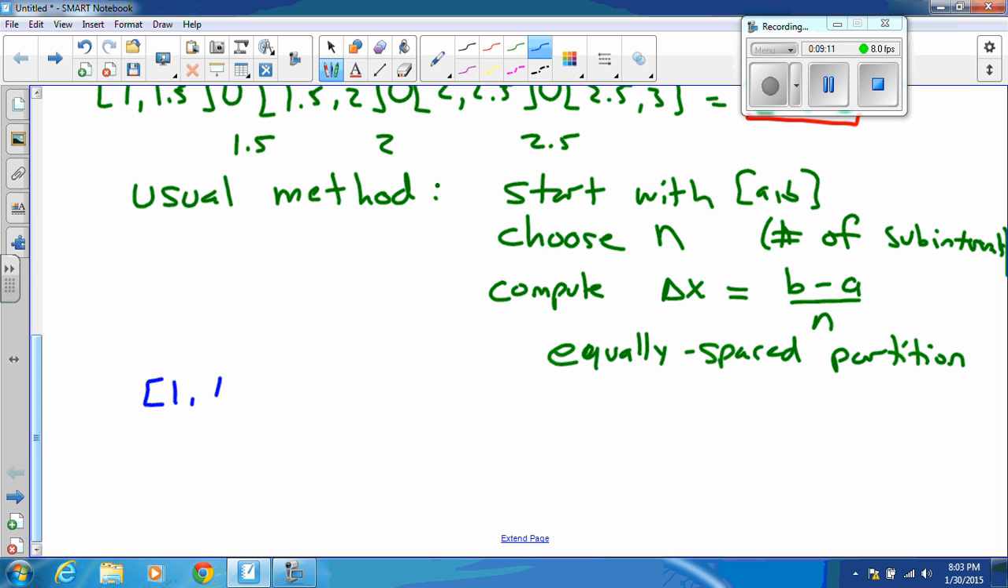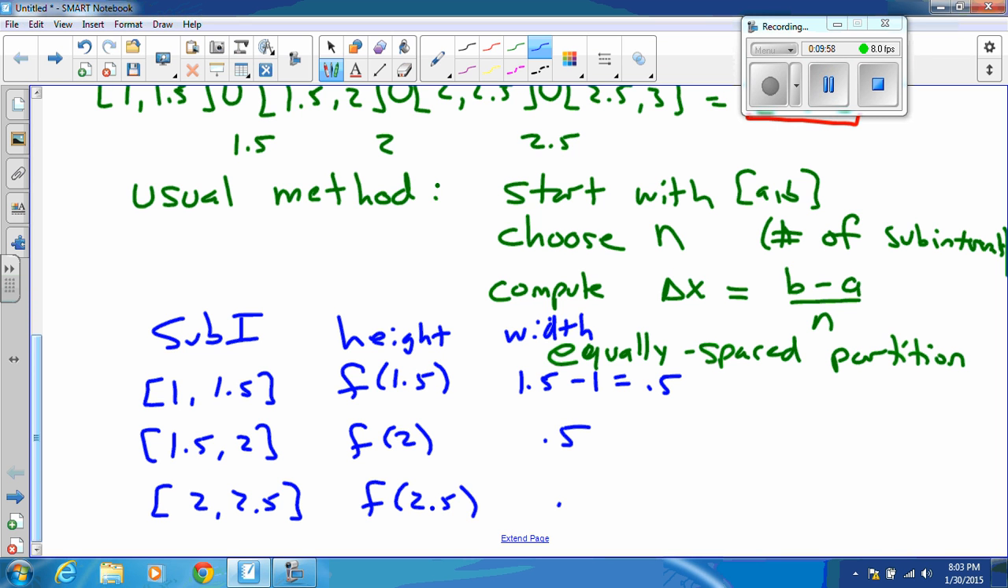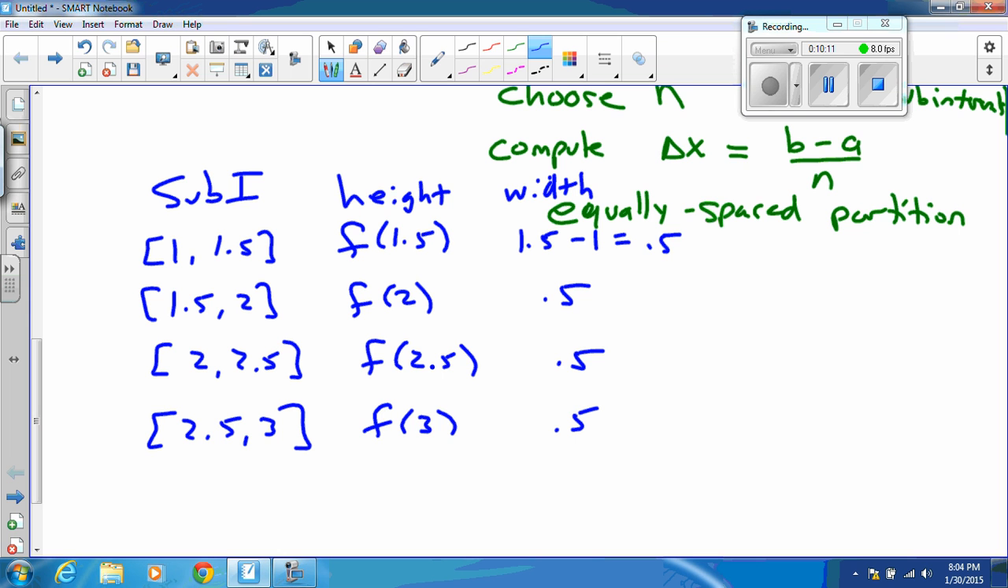If I now add up the rectangles, I'm going to do each one individually. So for my first subinterval from 1 to 1.5, the height, subinterval, and width. So the height here was f of 1.5. The width was the width of the subinterval, which is 1.5 minus 1. Because I did equally spaced subintervals, all of my widths are going to be 0.5 here. For the next one, my height is f of 2. My width is 0.5 again. For the next one, my height is f of 2.5. My width is 0.5. For the last one, my height is f of 3 and my width is 0.5.